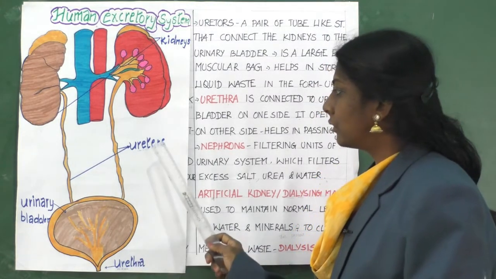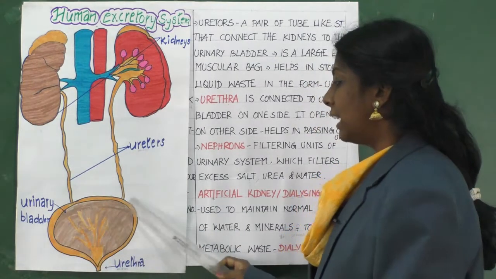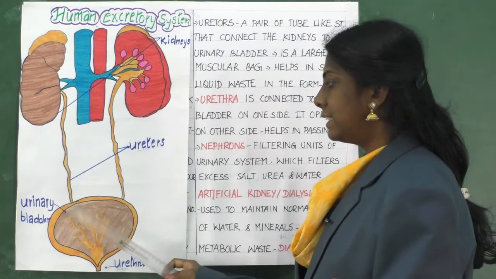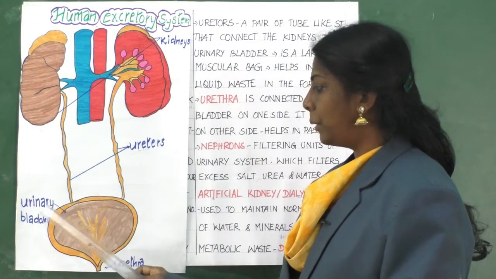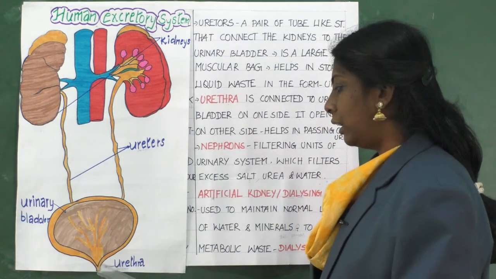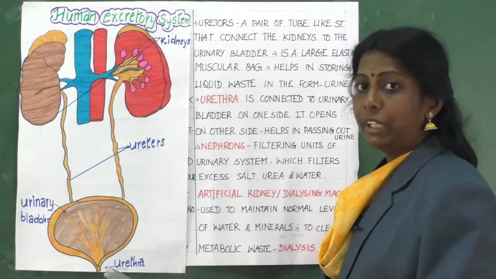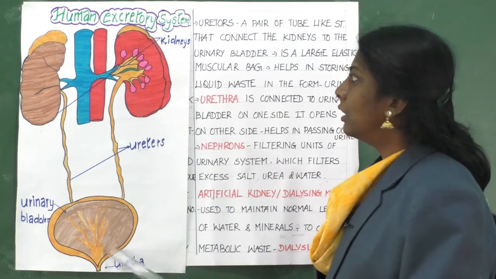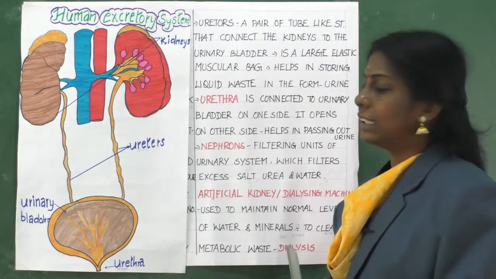Ureter. Okay. Then you can see a muscular bag-like structure. It's said to be the urinary bladder. And here, this opening nearby is said to be the urethra. Okay, so this is the structure of the human excretory system.